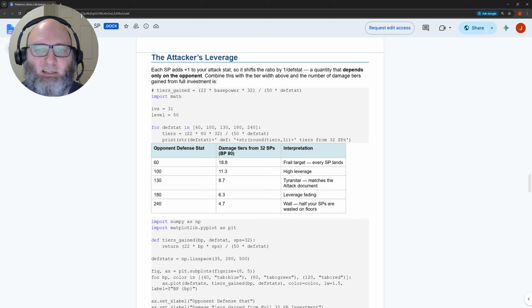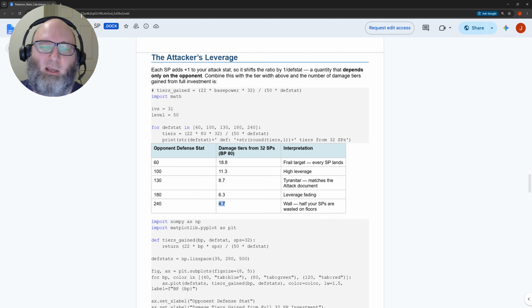At 60 plus 32, frail, every SP lands. At 100, across the range of 32, you get high leverage. At 130 defense stat, plus 8, you can see it decreasing. So this is the Tyranitar, which matches the attack document, which I'll have linked at the end. At 180 defense stat, leverage starts fading. And then at 240, half your SPs are wasted on floor. And this goes for Mega Aggron, Steelix, anything that has a massive defense stat.